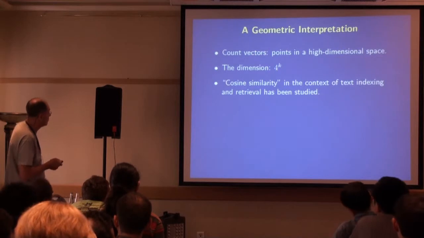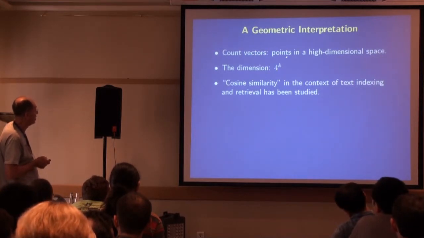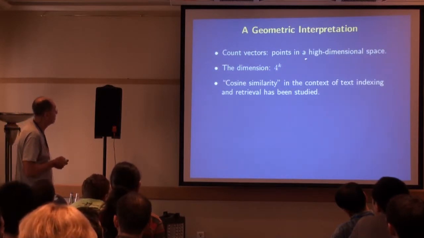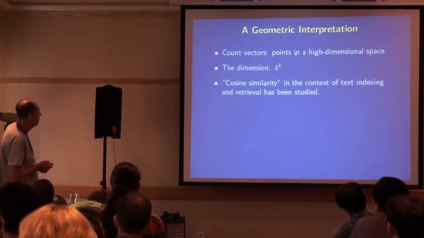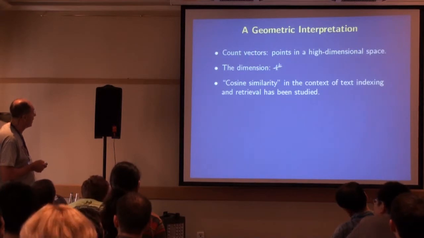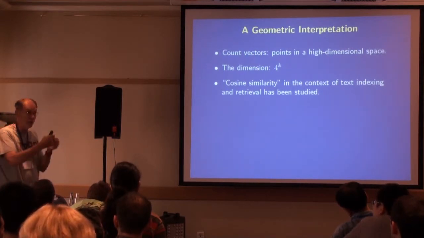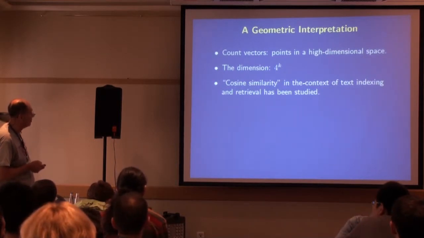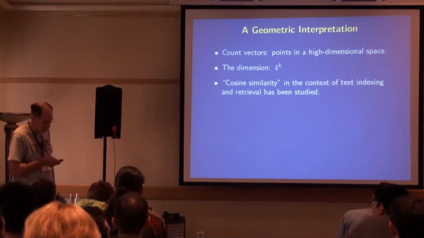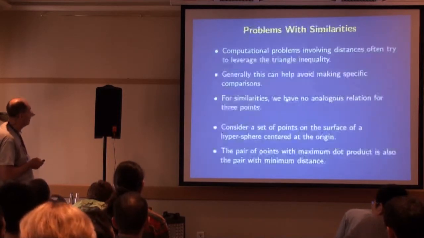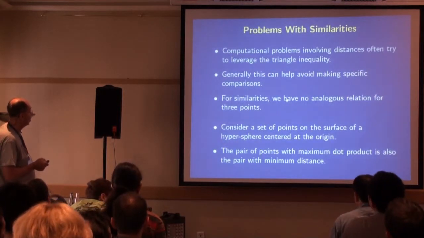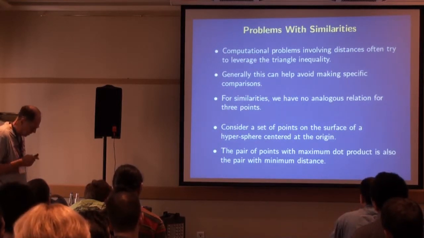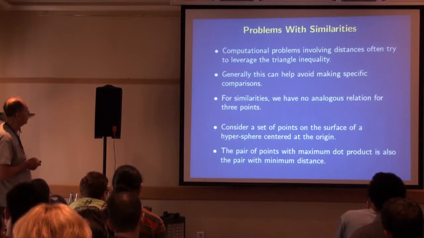So we're going to steal something from computational geometry. So I have points in a high dimensional space, and here our dimension is 4 to the k. Remember, you're just using count vectors. Something called cosine similarity has been used in text indexing and retrieval, and is pretty cool, actually.